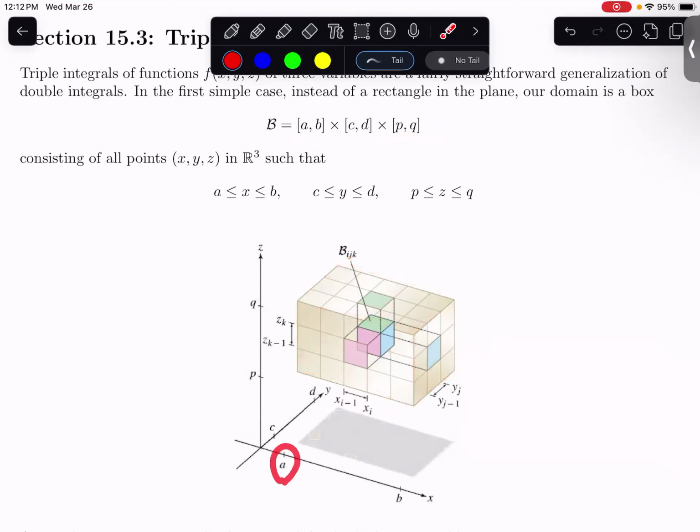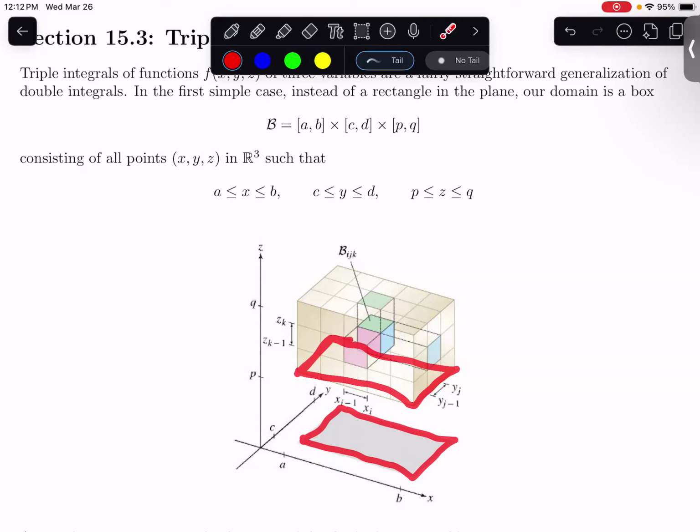On the x-axis, we're going from A to B. On the y-axis, we're going from C to D. And on the z-axis, we're going from P to Q. So it ends up giving you this box. Another way of thinking about it is we have this rectangle, which is this part shifted downwards, so that's the first product we had. And then when multiplying by this interval, we get this height with respect to z, which then gives you the box. So we have the rectangle and then we give it a third dimension, which gives us the box.